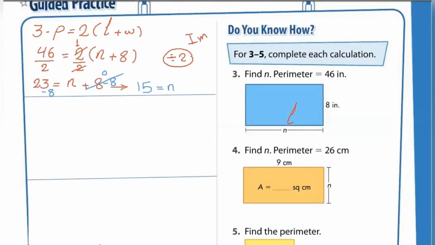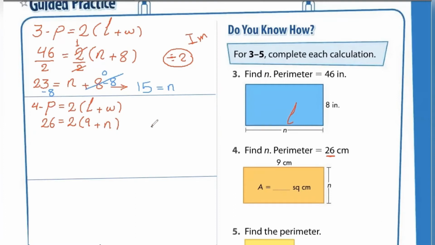Number 4, the first step, I will write the formula of perimeter. Perimeter equals 2 times length plus width. I will take each variable and put its value. The perimeter 26, I will put here 26. 2 as it is. The length, the long side, 9, plus the width, the short side is n.